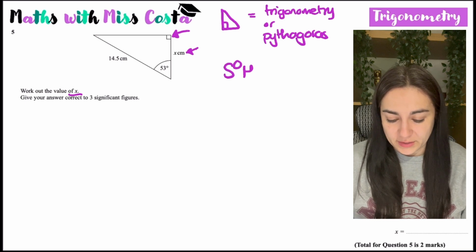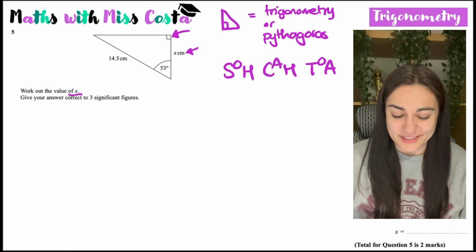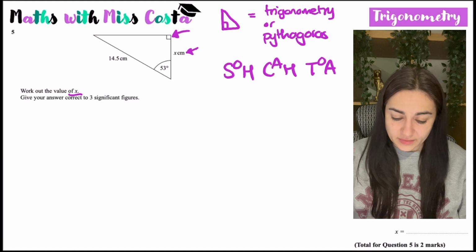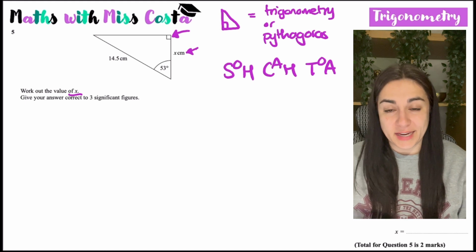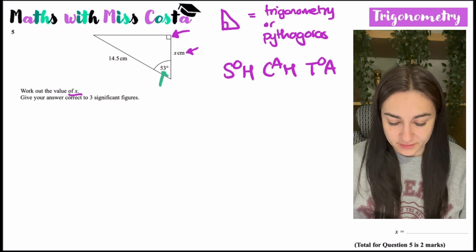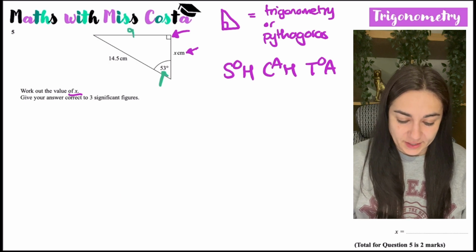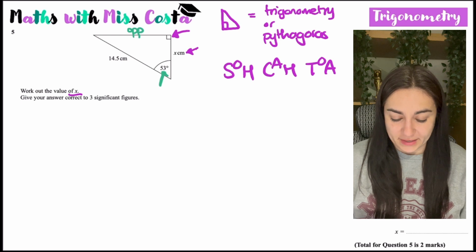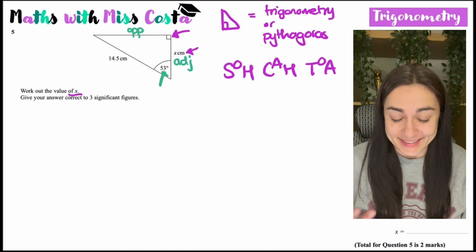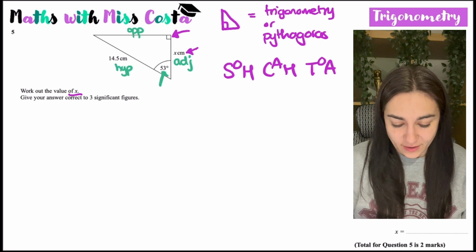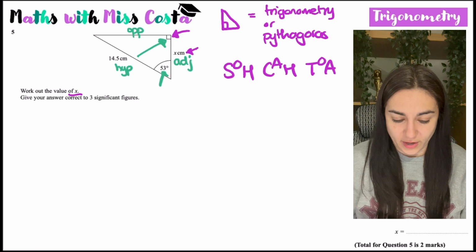Now, if you know you're going to use trigonometry, the best thing you could do is just write out SOHCAHTOA, because that just helps serve as a reminder. First thing we do is label our triangle, and it's all going to be in relation to the angle that has been given. So I need to think about what side is going to be opposite. So this is the side that is opposite my given angle. This side is adjacent, which just means next to. And this side is the hypotenuse, and I always know where the hypotenuse is because it's opposite the right angle.